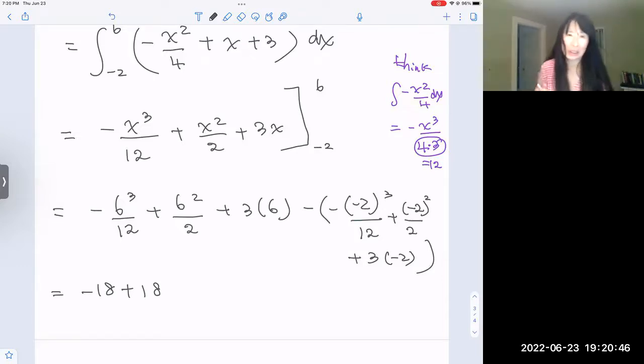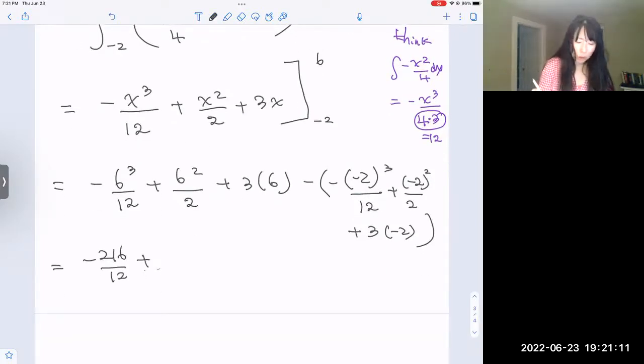Okay, let's do it together then. This is the hardest part, right? So 6 to the third power is 216. So we have 216 divided by 12.